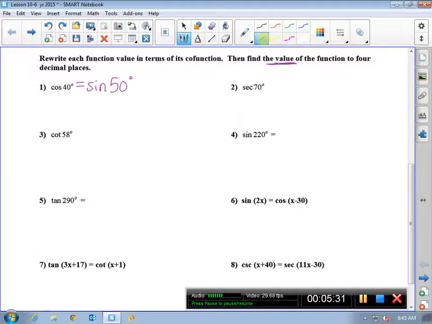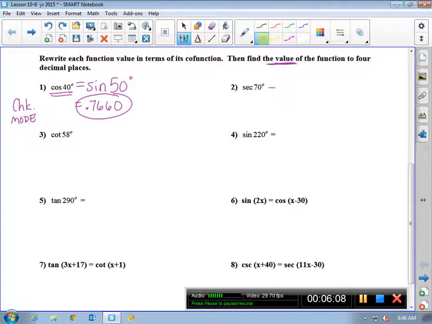So let's go find the value of that. Check your mode. I'm putting in degrees, so I want it to be in degrees. And we're going to do the sine of 50, which is 0.7660. And let's do the cos of 40 too. Cos 40, 0.7660. So we can see they're equal. You can always do a quick check.